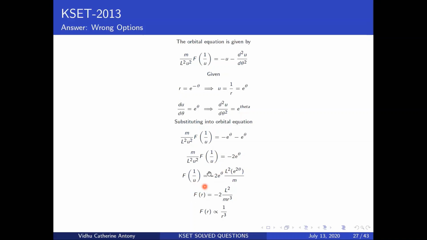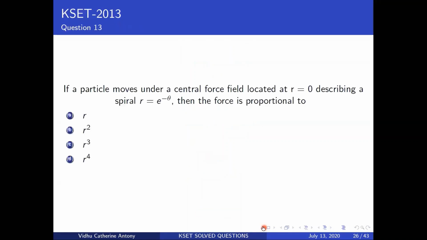What do you get here? After this, you have to convert your 1 by r, which you had substituted initially, back to your r form, okay? So after you substitute that, how do you get your 1 by r, which is your e power theta? All these terms come to the bottom, so you get an r cubed here. So F of r is proportional to 1 by r to the power 3. If you notice, none of the options match, it's supposed to be 1 by r to the power 3. Okay, so let's move forward.